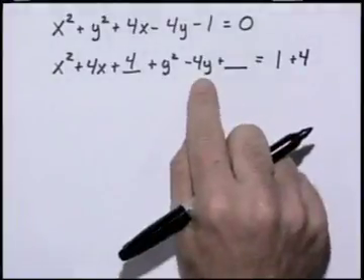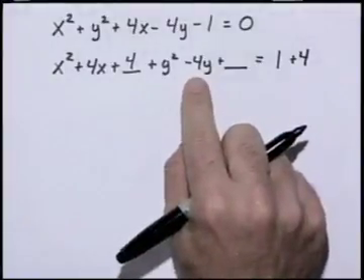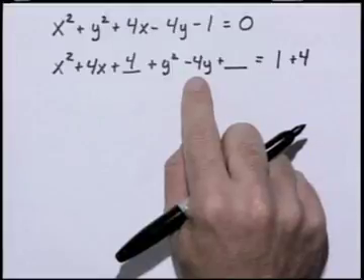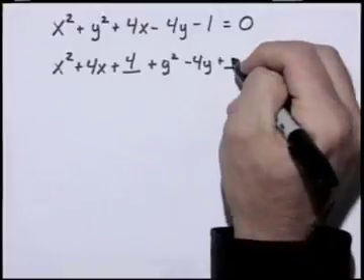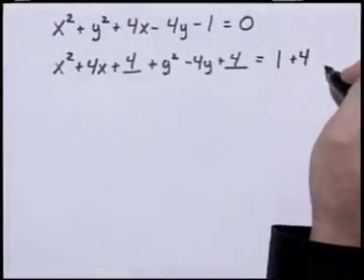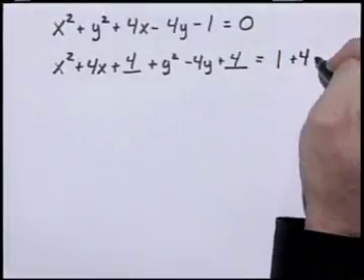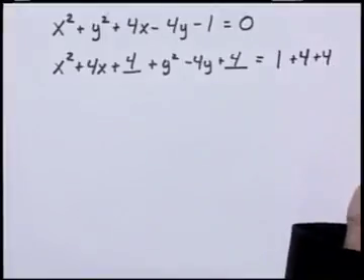Now let's complete the square in y. You take negative 4, divide it by 2, you get negative 2. Square that quantity, and you also get 4, because negative 2 quantity squared is 4. Because I added 4 to the left-hand side of the equation, I need to add 4 to the right-hand side.